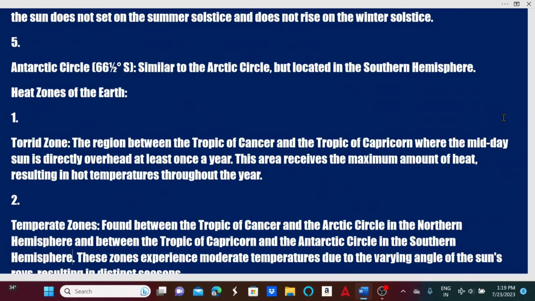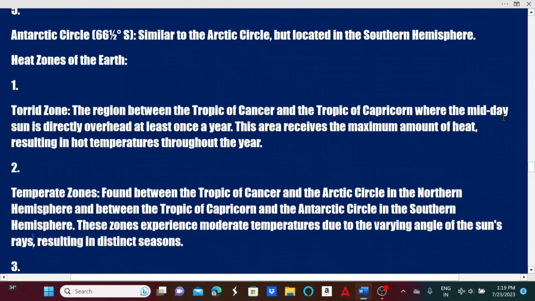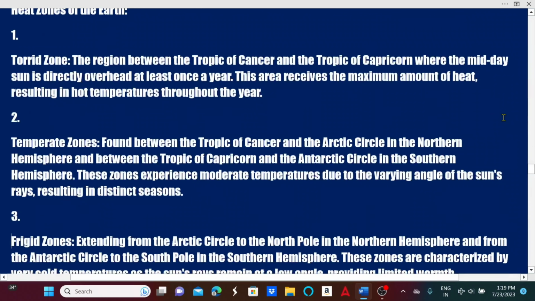These zones experience moderate temperature, not very high and not low, due to the varying angle of the sun's rays, resulting in distinct seasons. Third, frigid zones. Extending from the Arctic Circle to the North Pole in the northern hemisphere, and from the Antarctic Circle to the South Pole in the southern hemisphere.